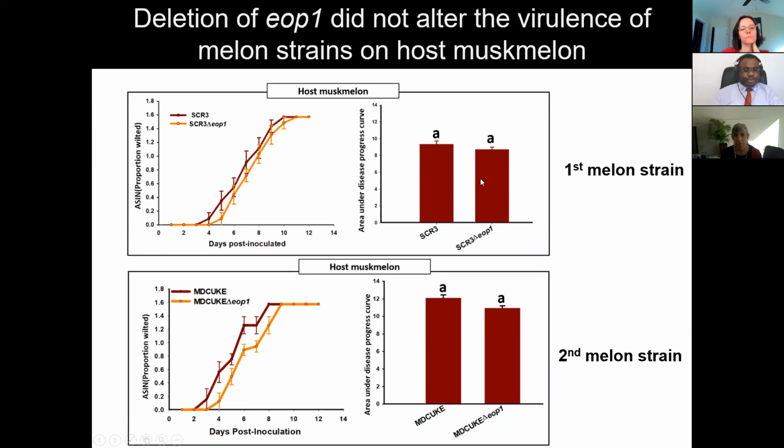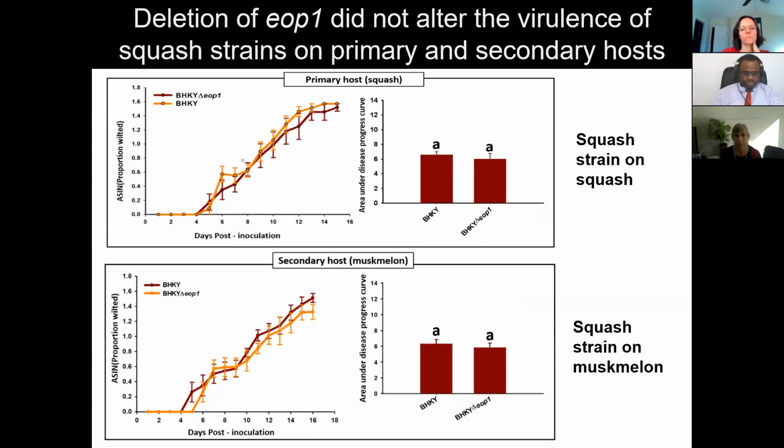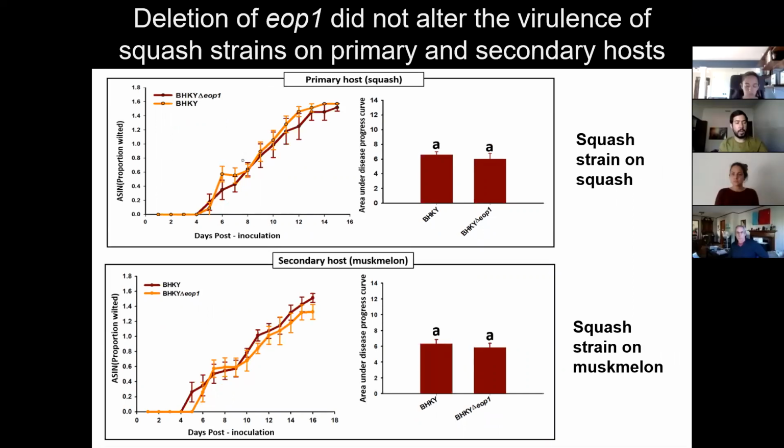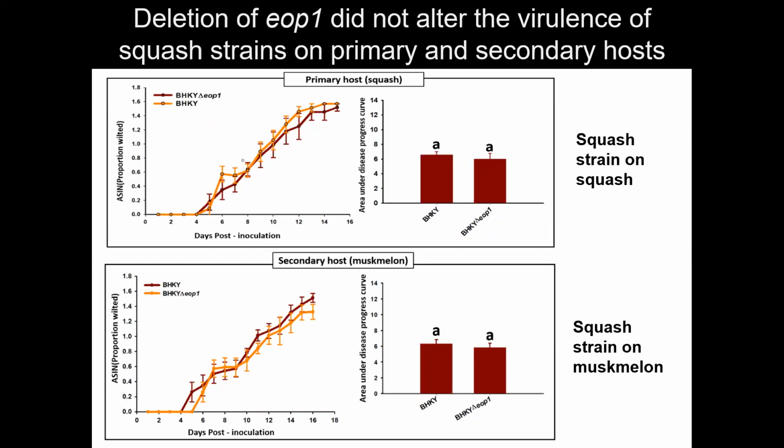The loss of EOP1 did not cause these melon strains to wilt squash as well. Similarly, within the squash strains, loss of EOP1 had no phenotype. So these findings indicate that, in contrast to its role in Erwinia amylovora, EOP1 is not a host limiting factor in Erwinia tracheiphila, because its loss did not alter virulence on respective hosts. However, this is not uncommon with effectors, as the loss of one among several rarely confers any phenotype. This is often due to functional redundancy, in which case effectors have overlapping functions, meaning that one is compensating for the loss of the other.